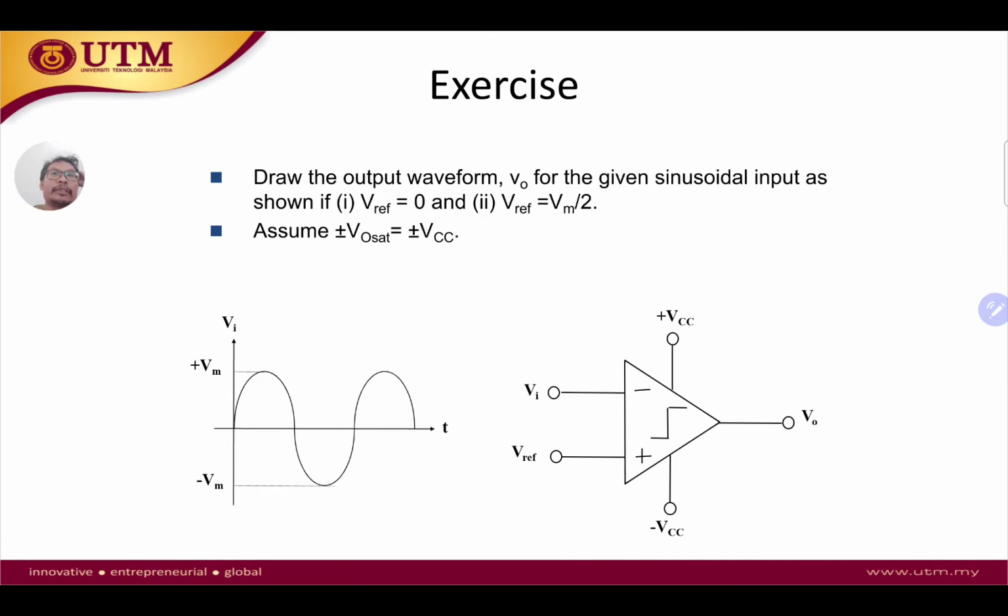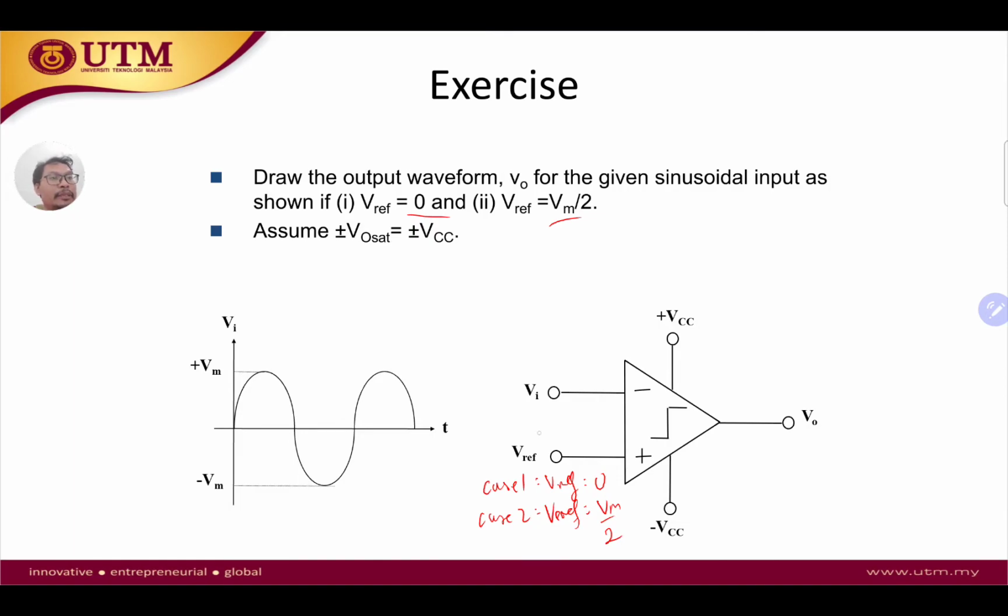So just a recap on the comparator, let's look at the exercise here. Given the connection as given here, draw the output waveform, V out, for the given sine input as shown, in the case of VREF equals to 0 and VREF equals to Vm over 2. So case 1, VREF equals to 0. Case 2, we have VREF equals to Vm over 2.